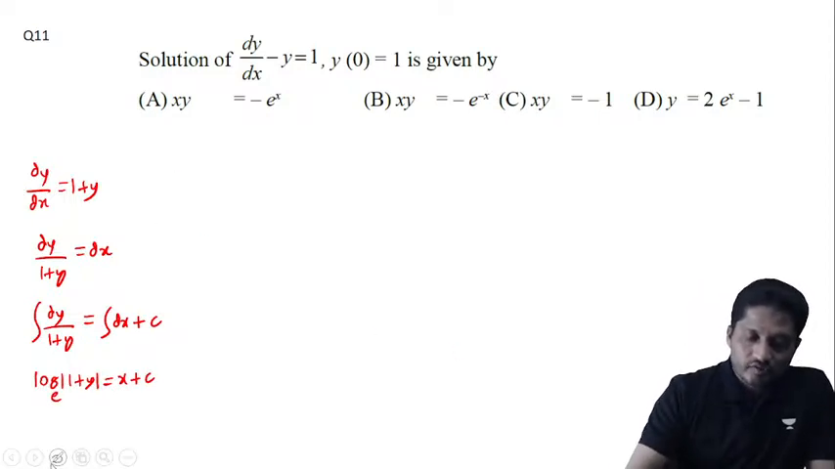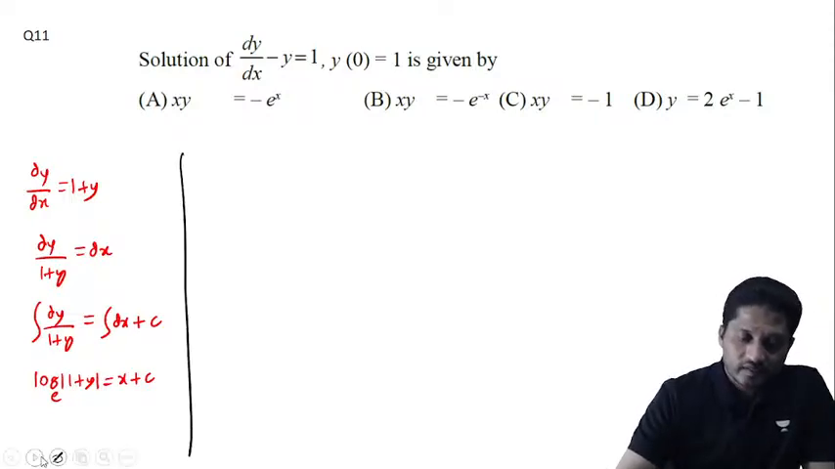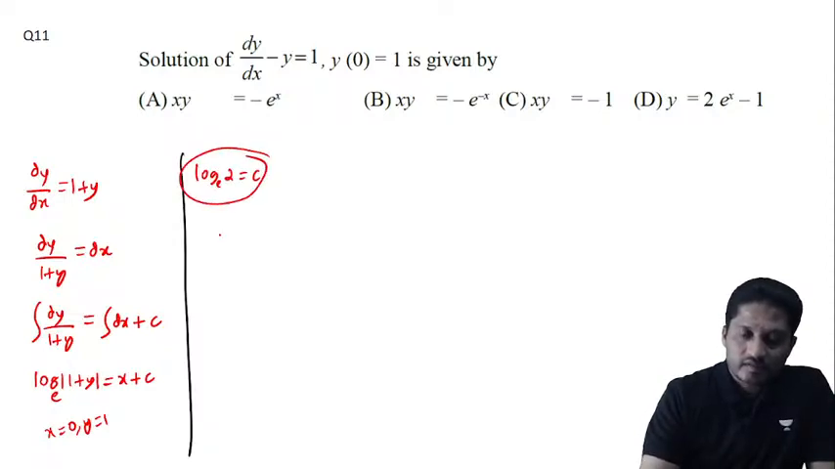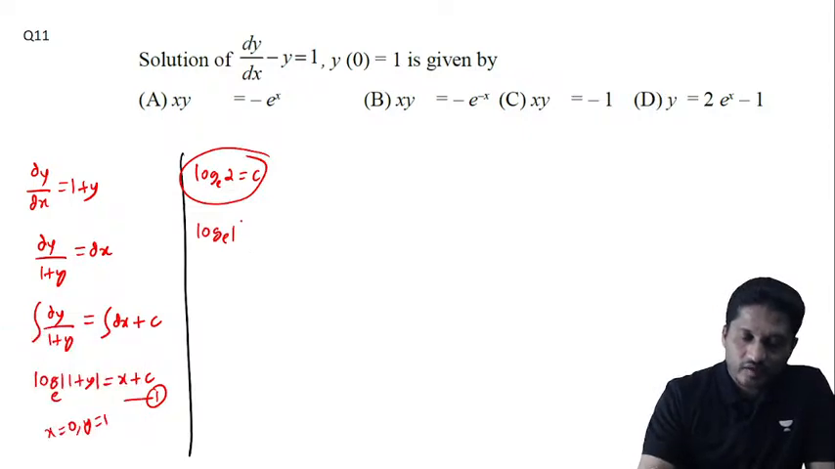Now if I use the boundary values, according to the question, y of 0 is 1, right? y of 0 is 1 means when x is equal to 0, y is equal to 1. You get log 2 is equal to c. Substitute the value of log 2 in equation c value. This will be equal to log of 1 plus y is equal to x plus log 2.